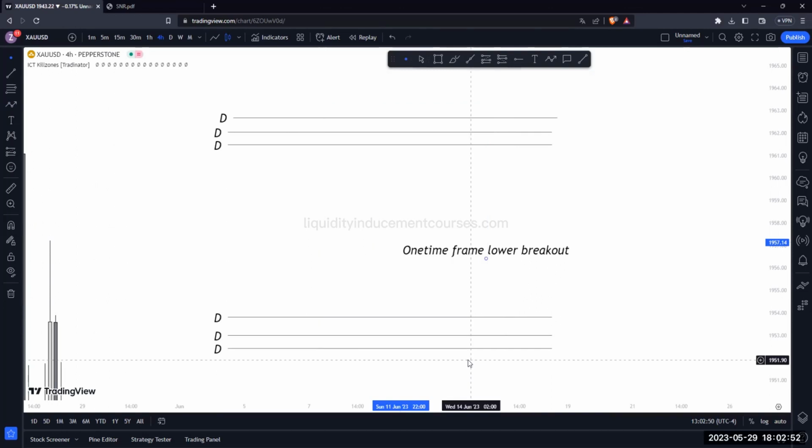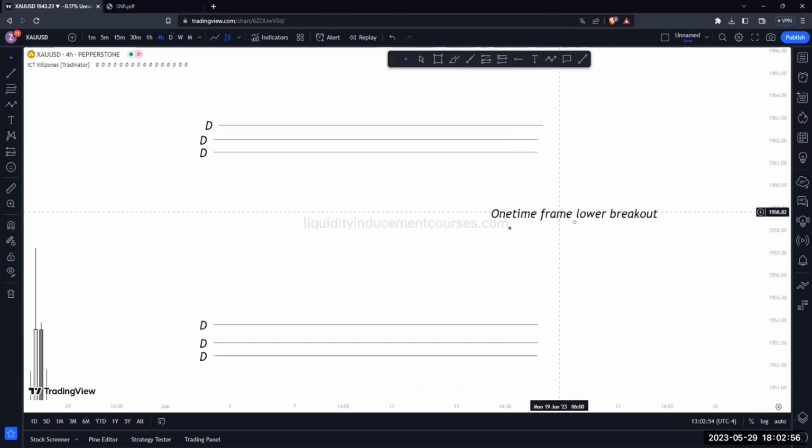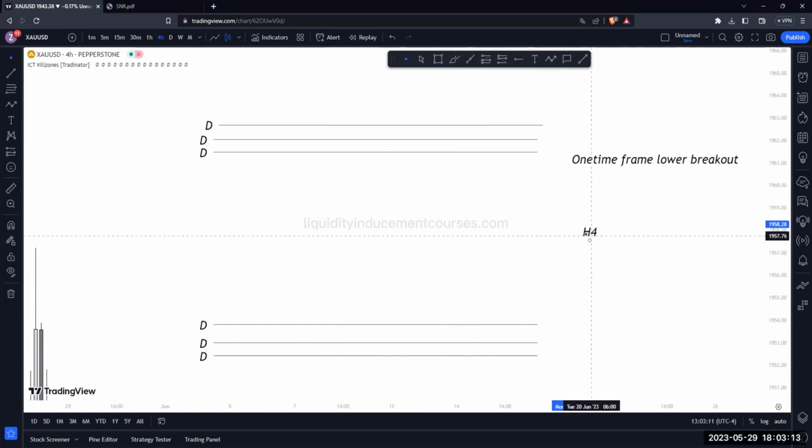One time frame lower breakout. So focus on the first two words. One time frame lower. So what's that? 4 hours. Yes, 4 hour. 4 hour what? 4 hour breakout. The breakout means like a break of structure. You know break of structure? Yes.